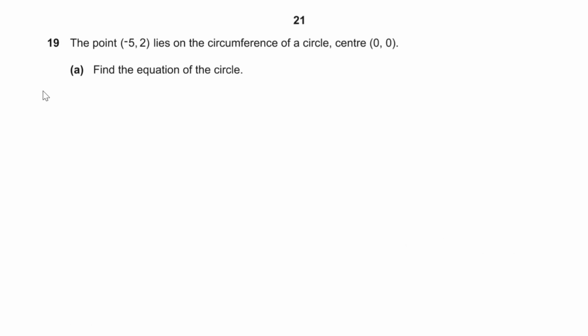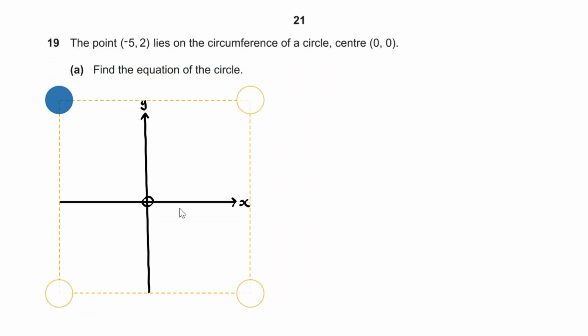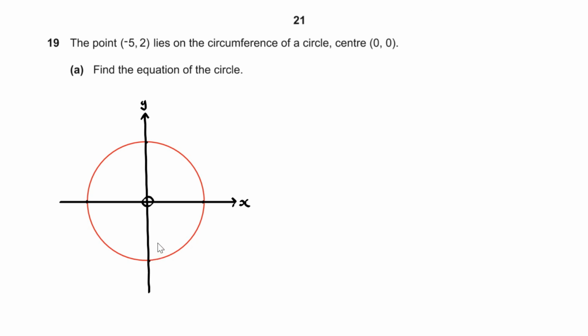Question number 19. The point -5, 2 lies on the circumference of a circle with the center at the origin, and we have to find an equation of the circle. So you can see here we have a set of axes, and if we draw a quick circle, here you can see our circle, and then we've got the point -5, 2, so that's over here somewhere. Well, what we need to do before we do anything else is find out the radius. For us to find out the radius, of course, here we can use Pythagoras. We can essentially split this up into a right-angled triangle, like so.